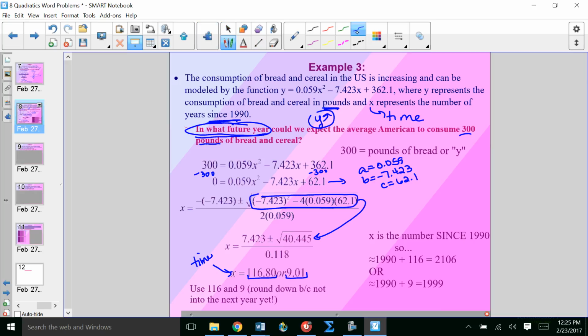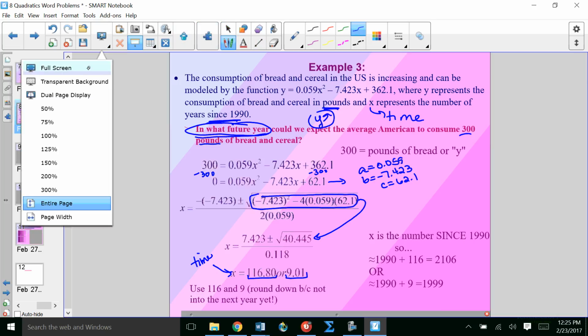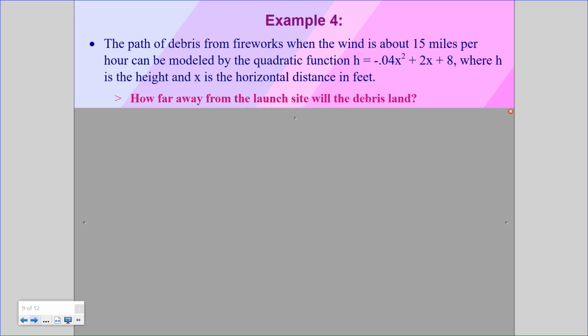Okay. And next problem. Here's our 4th example. The path of debris from fireworks when the wind is about 15 miles per hour can be modeled by the quadratic function h equals negative 0.04 x squared plus 2x plus 8, where h is the height and x is the horizontal distance in feet. So x is distance in feet, h is height, h is again your y, distance is our x. So how far away from the launch site will the debris land?